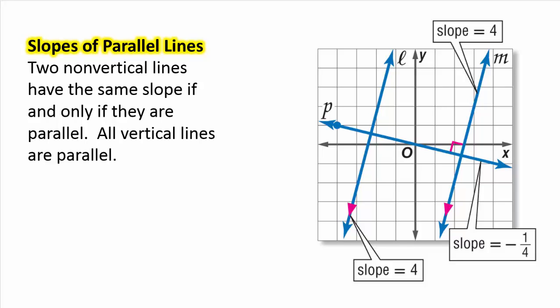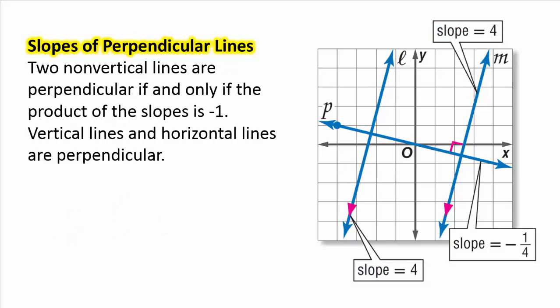Now, we're looking at slopes of parallel lines. Two non-vertical lines have the same slope if and only if they are parallel. We want to look at line L and line M. Both of these, if you notice, have a slope of 4. They are parallel, and they will also have the same slope. Remember, we write that down as line L is parallel to line M, and parallel lines will always have the same slope.